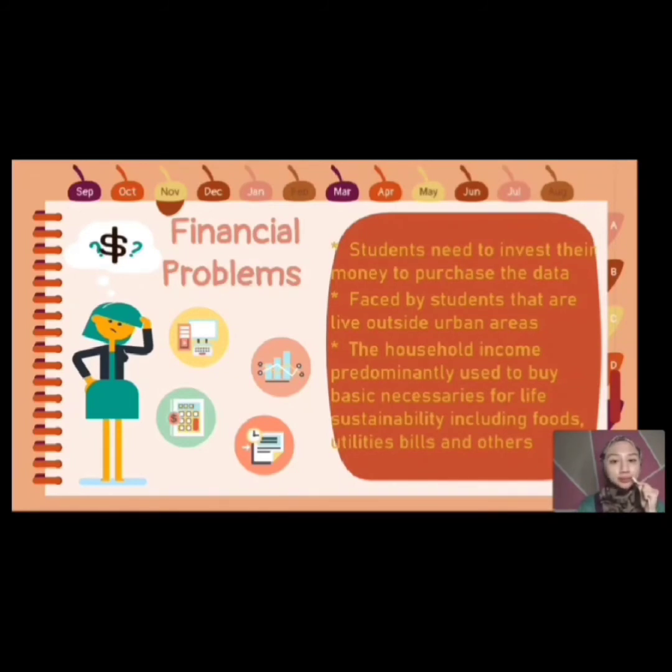For example, the broadband data amounts to 35 ringgit per month, and one semester has 6 months. Then 35 ringgit multiplied by 6 months amounts to 210 ringgit. The students need to pay 210 ringgit to buy the broadband data. This issue is mainly faced by the students that live outside the urban area, which is the rural area. In addition, the household income for students that come from a B40 family is 2,005 ringgit per month.